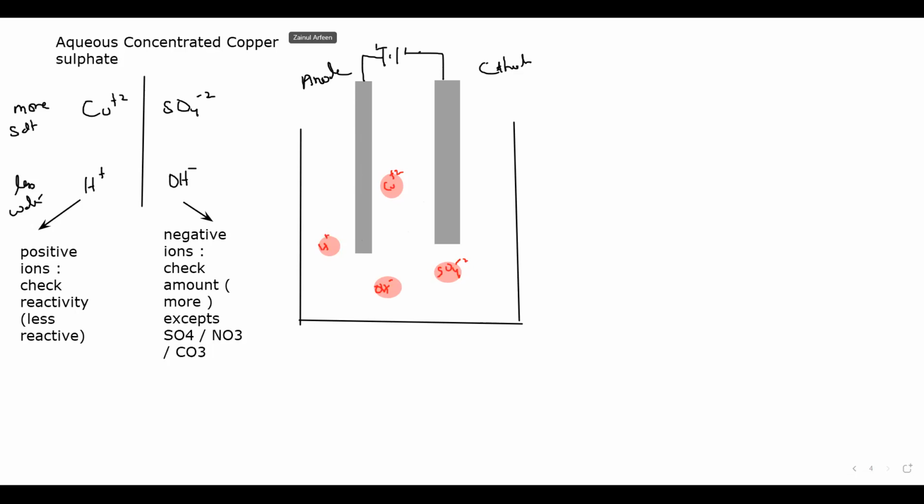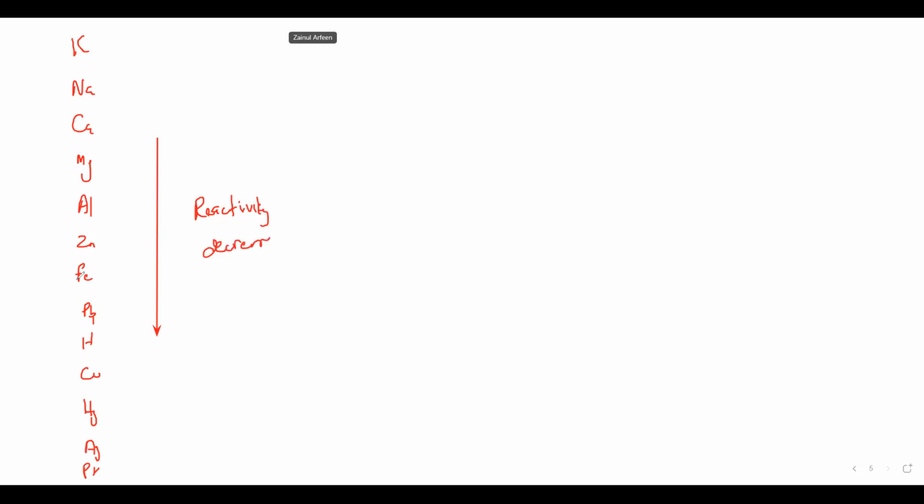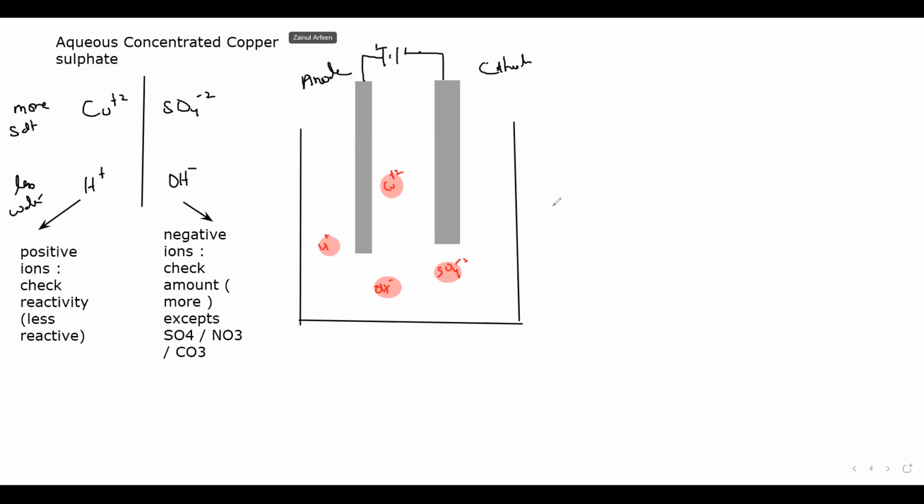When you check the reactivity series, you have potassium, sodium, calcium, magnesium, aluminium, zinc, iron, lead, hydrogen, copper, mercury, silver, platinum. And as we go down, the reactivity is decreasing. So can you work out which is less reactive? Is it hydrogen or copper? As we go down, the reactivity is decreasing. So it is copper, or Cu. Both ions are attracted, but the copper ions are able to discharge.